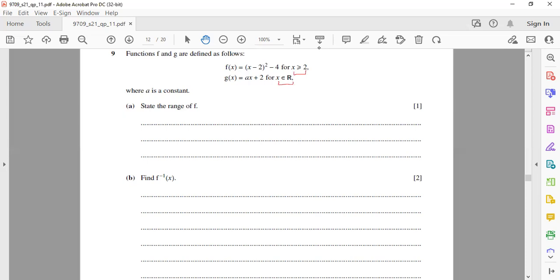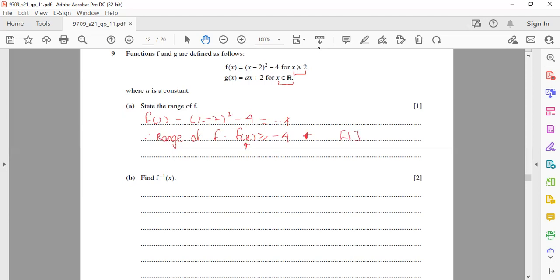So for the first part, you are asked to find the range of f. It's simple. So you have to replace the value of x is equal to 2 in f of x. So f of 2 is equal to 2 minus 2 whole squared minus 4, which is equal to minus 4. So therefore, the range of f is f of x is greater than or equal to minus 4. Okay, you should not write y here. You should write f of x is greater than or equal to minus 4. And you get 1 mark for this.